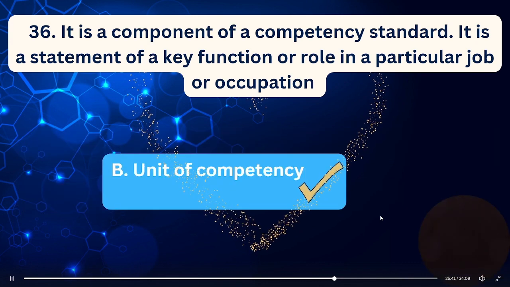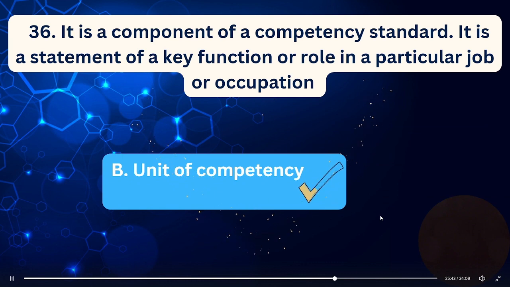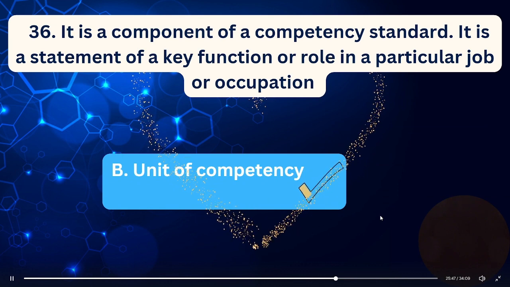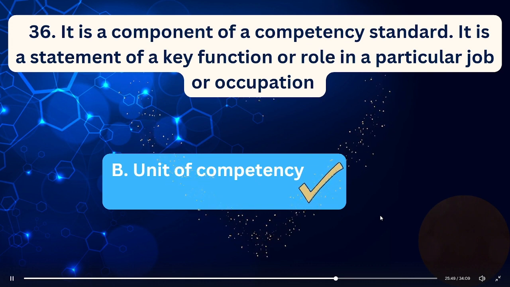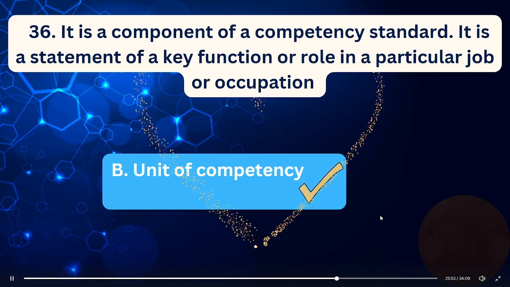Number 36. It is a component of a competency standard. It is a statement of a key function or role in a particular job or occupation. The answer is letter B, unit of competency.